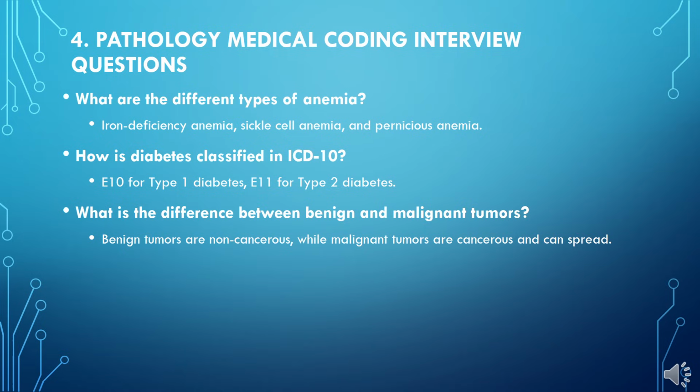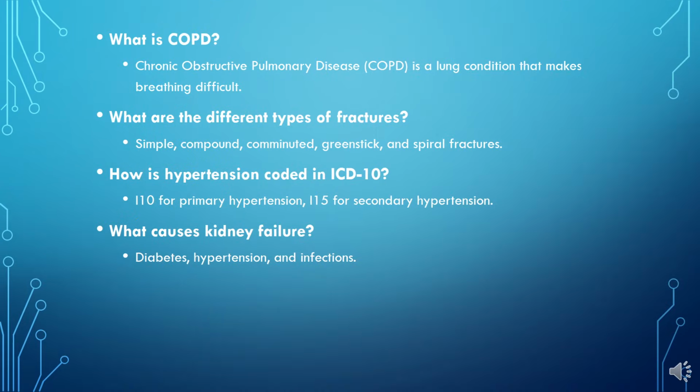How is diabetes classified in ICD-10? E10 for type 1 diabetes, E11 for type 2 diabetes. What is the difference between benign and malignant tumors? Benign tumors are non-cancerous, while malignant tumors are cancerous and can spread. What is COPD? Chronic obstructive pulmonary disease, COPD, is a lung condition that makes breathing difficult.